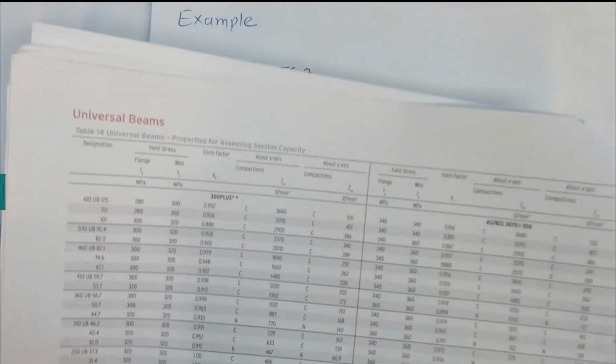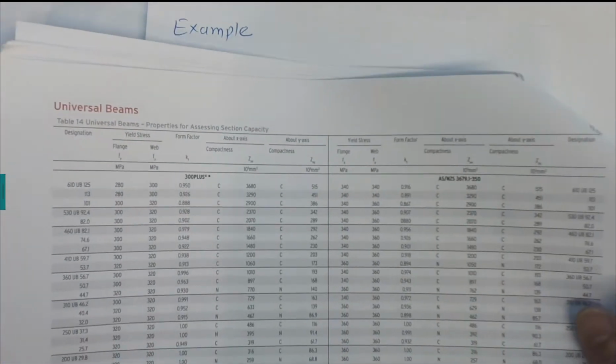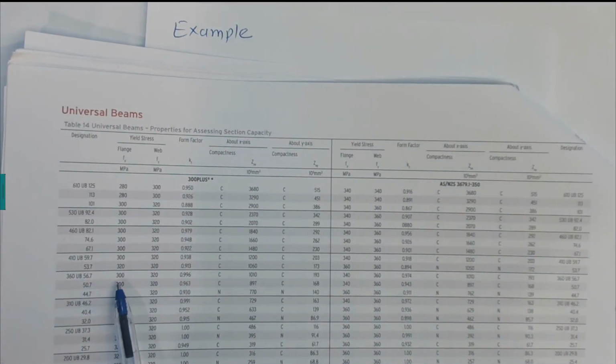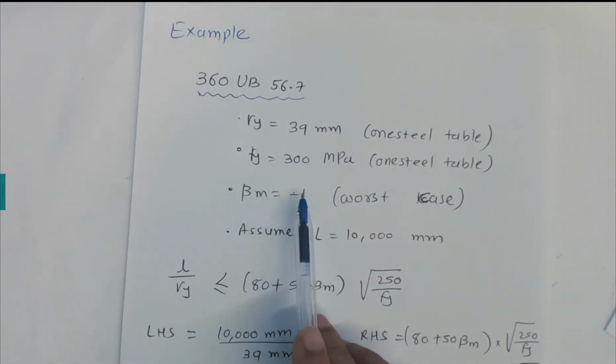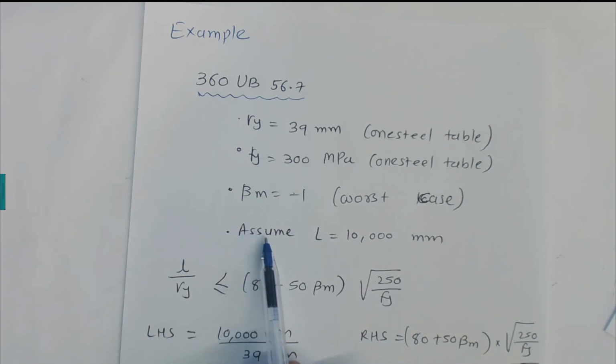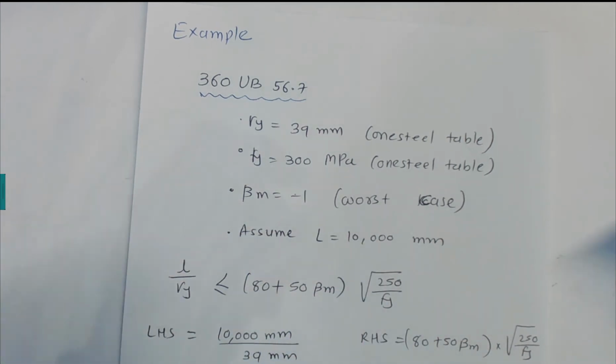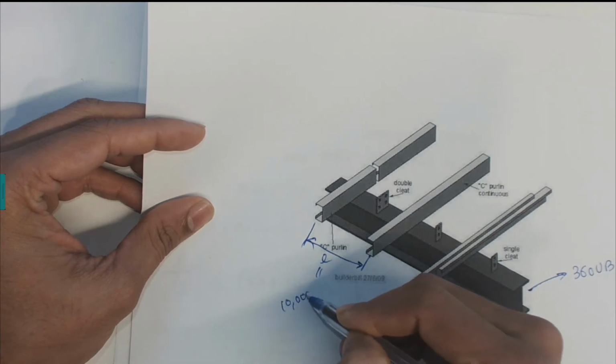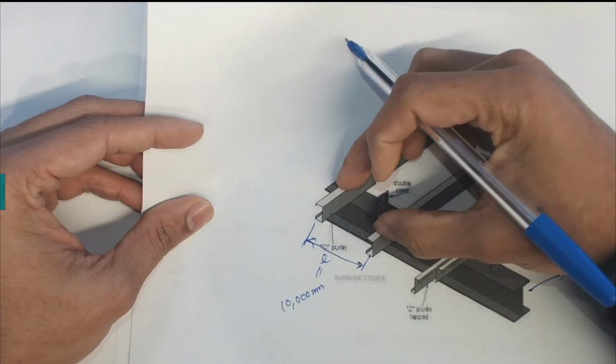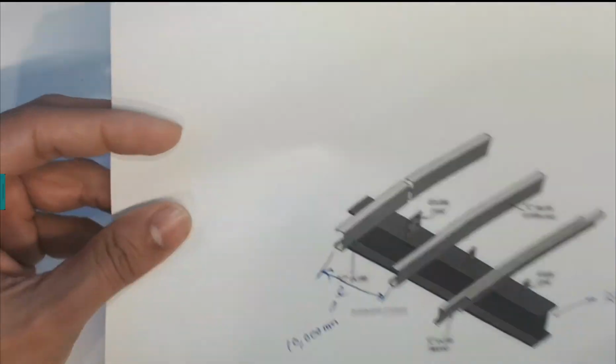On the next page, page number 15 of the OneSteel tables, for the 360 UB 56 the flange has 300 megapascals and the web has 320 megapascals. We use the minimum value between these two, so 300 megapascals. In the worst case, beta m is taken as -1, and we assume the length is equal to 10,000 millimeters. What is that length? The length between two purlins to prevent buckling.